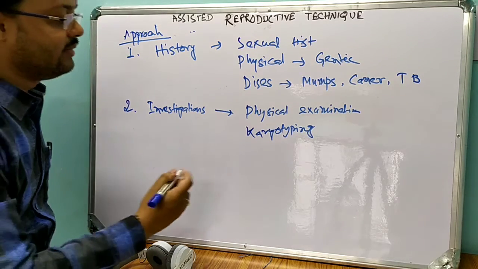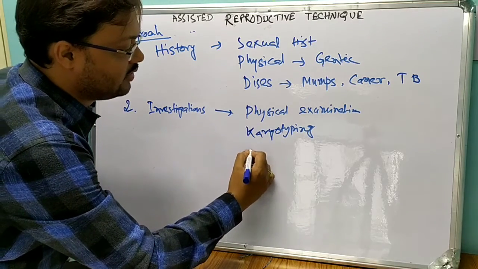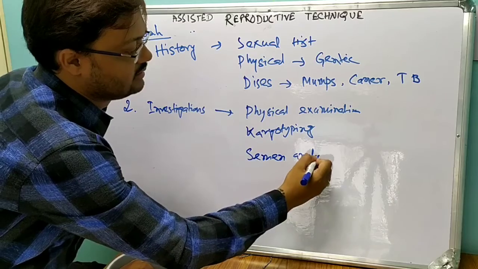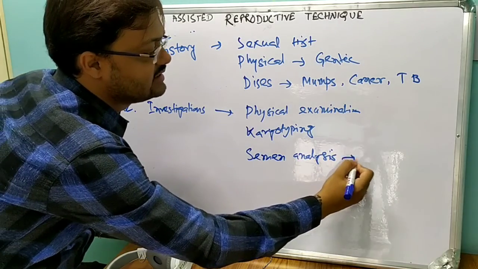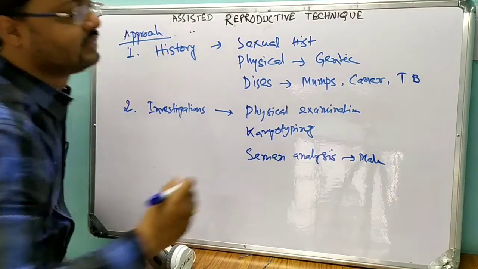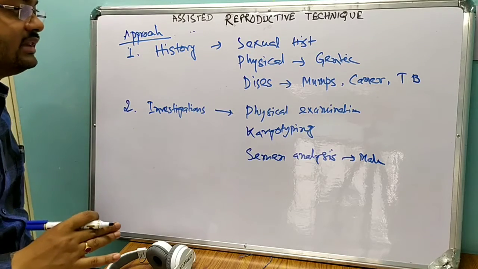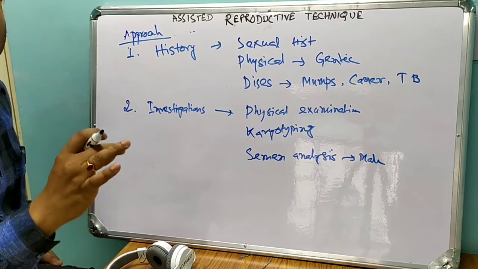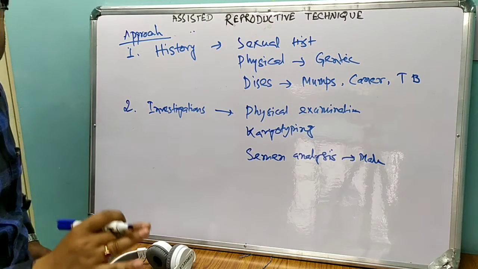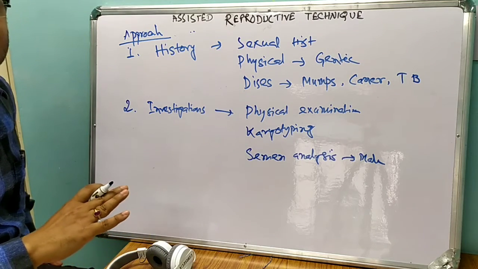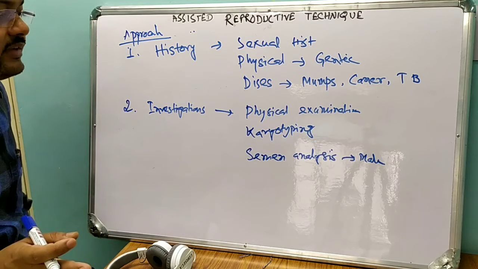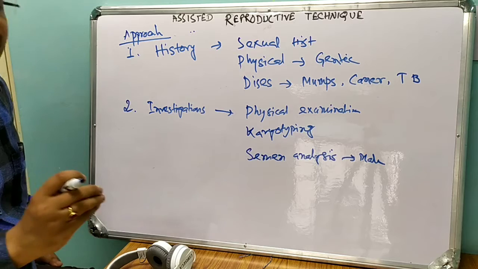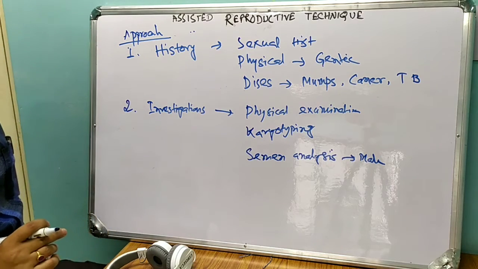Third, for males, you have to go for a semen analysis. With semen analysis, you check whether the semen quality is normal, the semen quantity is normal, the number of sperms is normal, the number of viable sperms is normal, and whether there is any kind of motility defect or not. All these things you will have an idea about by doing a semen analysis.